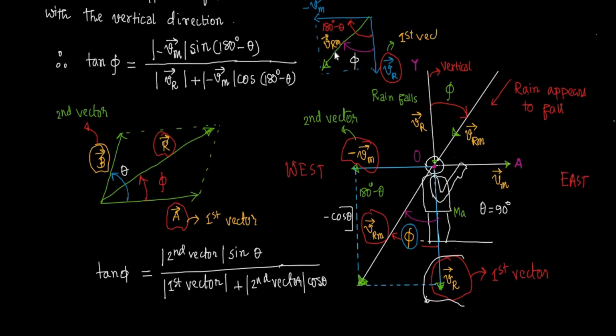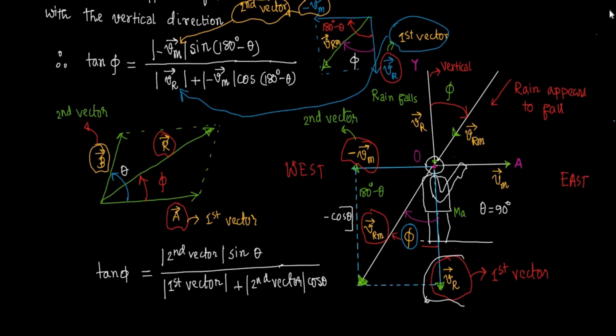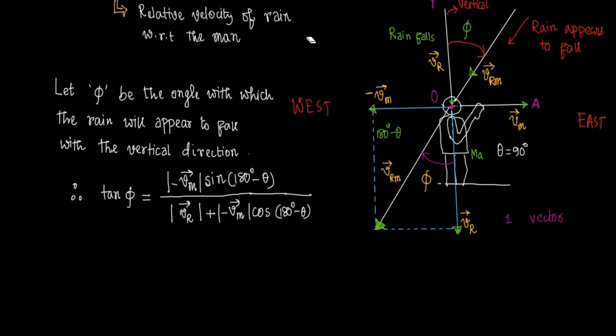Now vector Vr is the first vector, and minus vector Vm is the second vector. The magnitude of the second vector, minus vector Vm, is used here, and the first vector, vector Vr, comes at this position, and again minus vector Vm comes in the denominator. The angle between vector Vr and minus vector Vm, 180 degrees minus theta, will be with the sine function and cos function in the denominator.